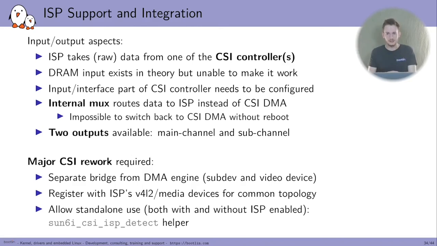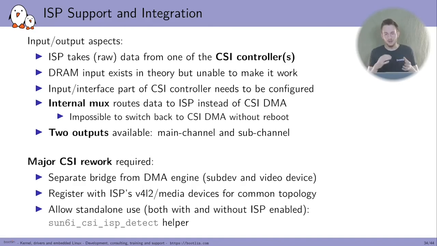So this also requires some work on the CSI controller itself, to separate the bridge from the DMA engine on the CSI controller, because when we use the ISP, we no longer want to use the DMA controller of the CSI controller. We just want to configure some parts of it, but not the parts related to actually writing to memory, which will be done by the ISP.